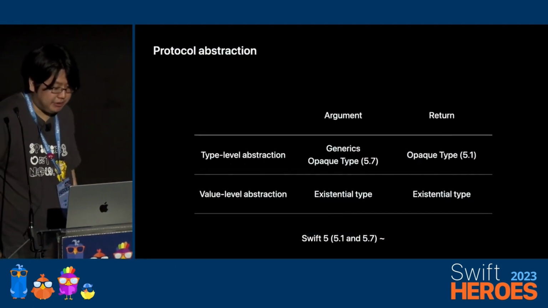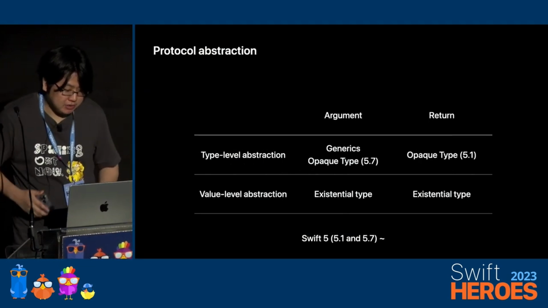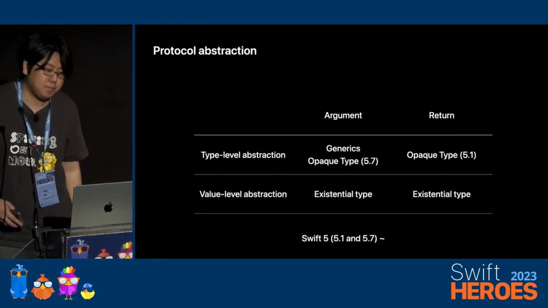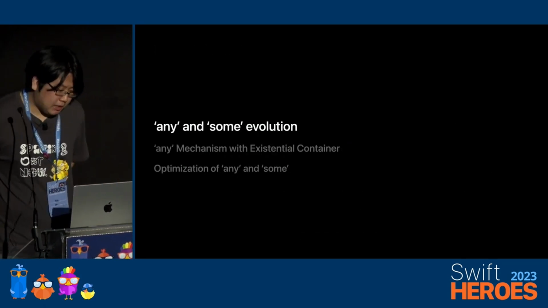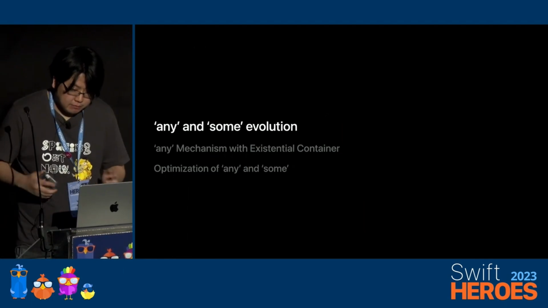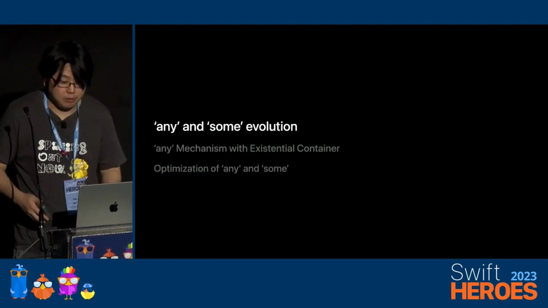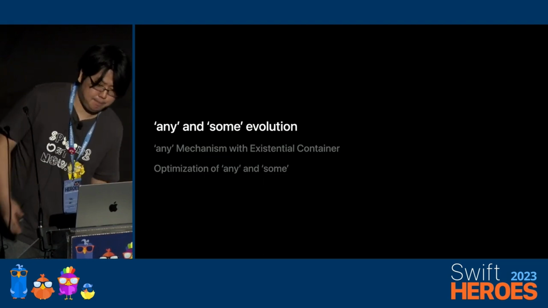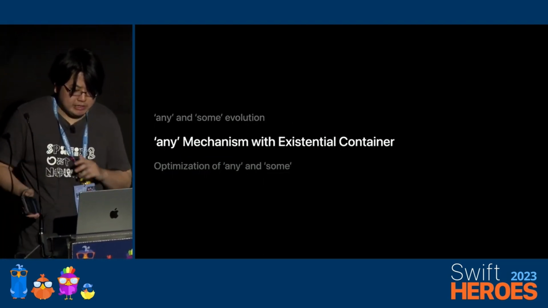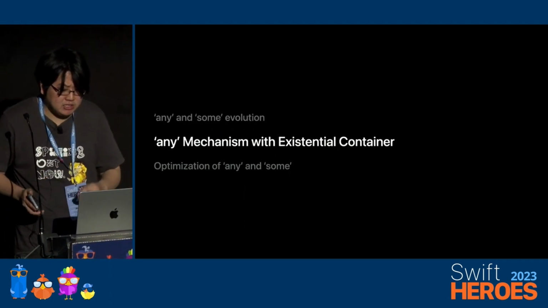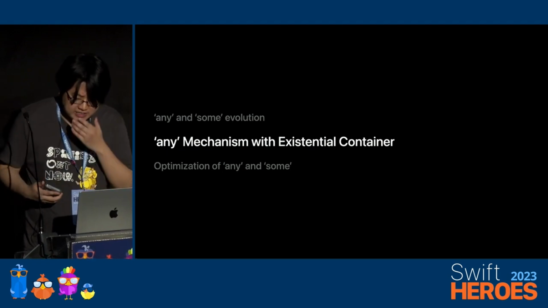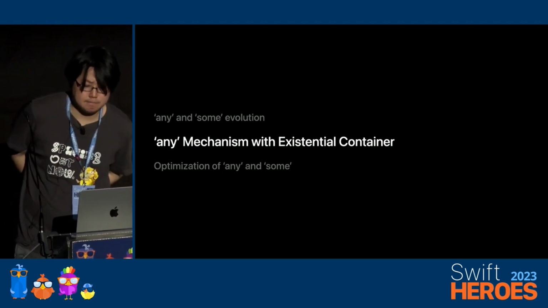Now, we can fill the table like this. Opaque type contributes to abstraction and performance for return type. I'll talk about any and some evolution in regard to abstraction. This part was helpful for understanding the important points of any and some. Next, let's focus on how existential type works by the existential container. This part is helpful to understand existential type's performance.